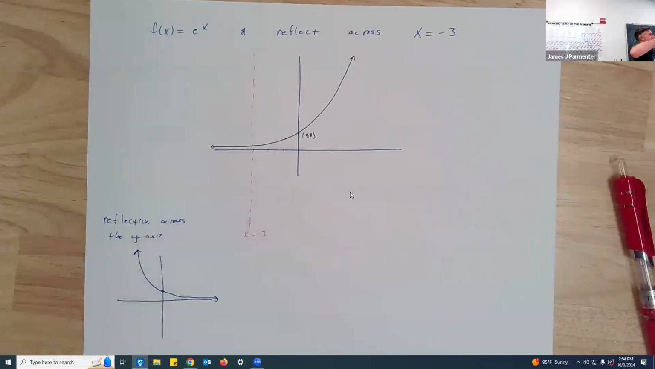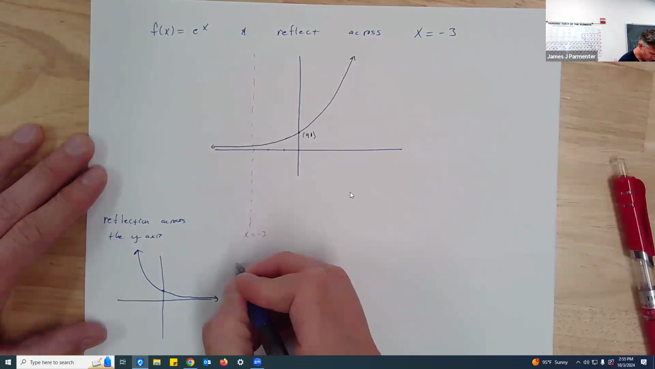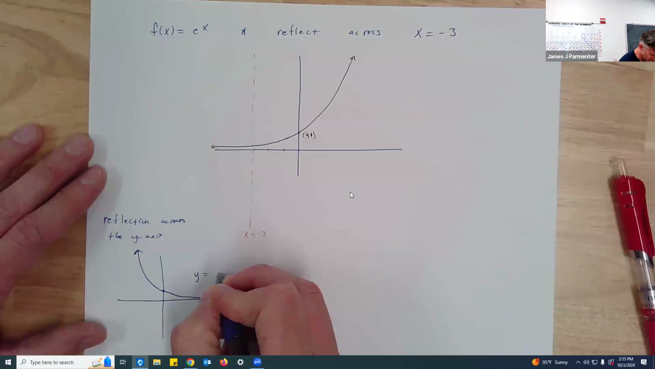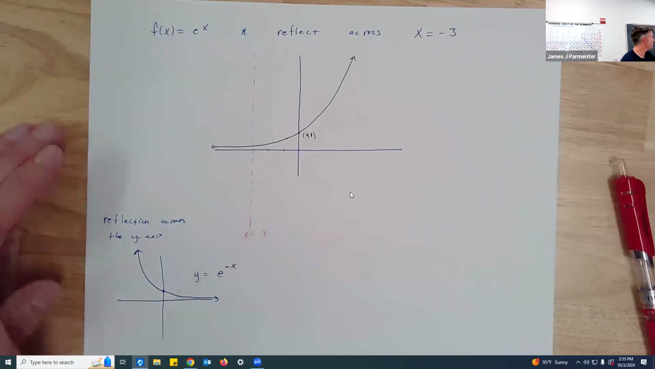When you reflect across the x-axis, you end up putting a negative in front of the entire function, because all your y values become the negative of what they were. On the other hand, when you reflect horizontally across the y-axis, all of the x values have to be the negative of what they were to still produce the same corresponding y value. So this is the graph of y equals e to the negative x.